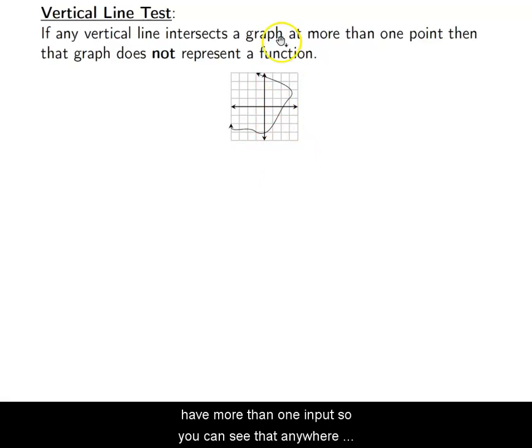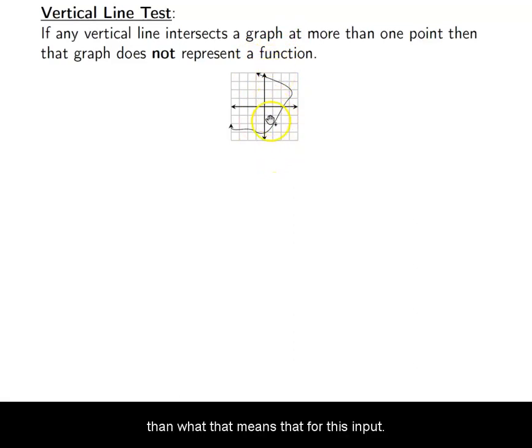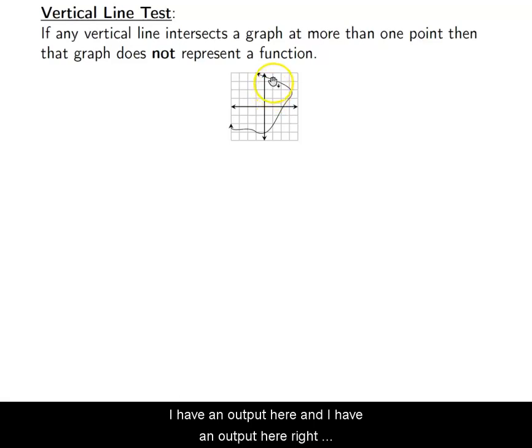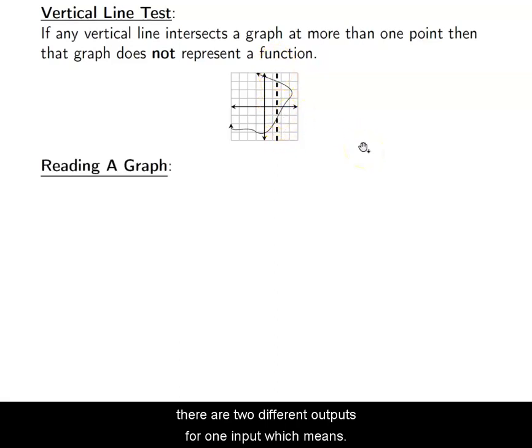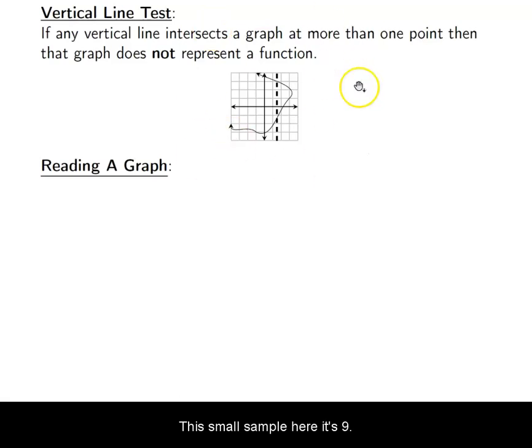So here you can see that if I draw a vertical line anywhere over here, I'm going to hit my function more than once. That means that for this input point here, I have an output here, and I have an output here, right? There are two different outputs for one input, which means that this small example here is not a function, okay?